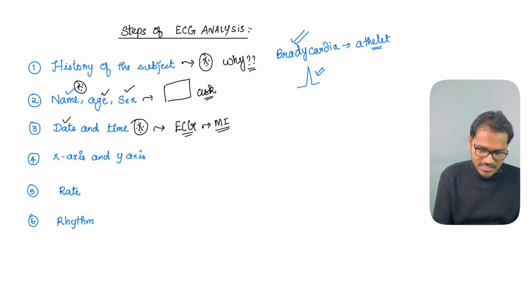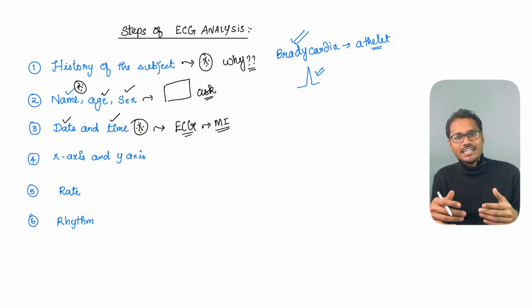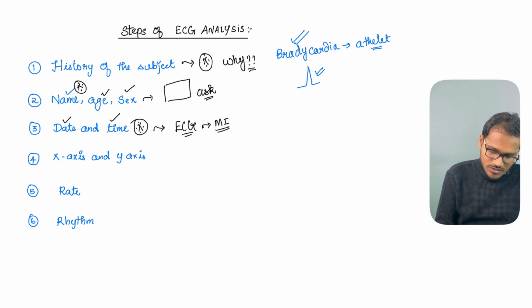So always check whether the date and time of the complaint and the date and time of the ECG taken are the same, because patients don't know the difference and they think that the ECG taken at one point of time is valid throughout his entire life. So it is not like that. So always check these two things.